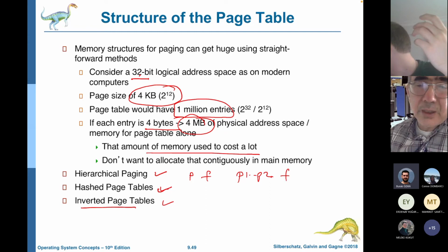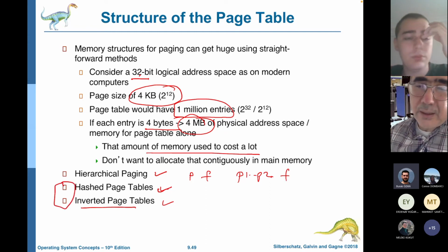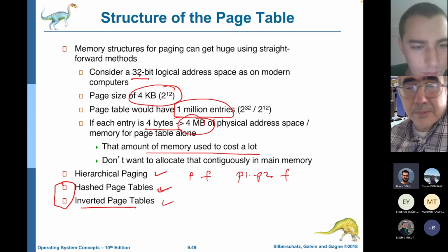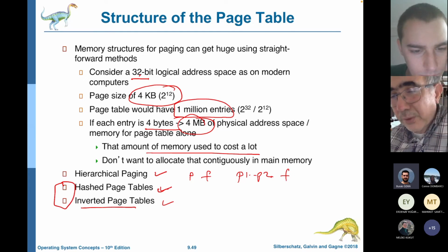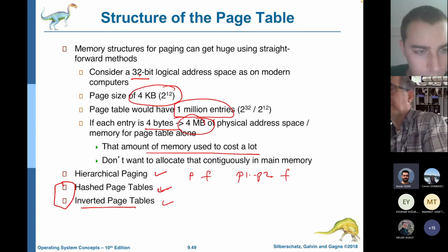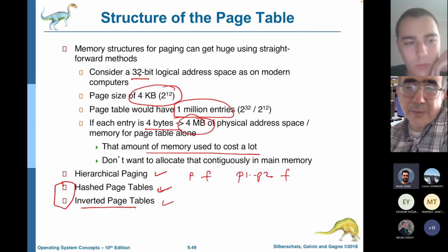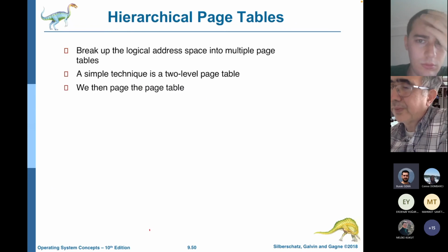In inverted page tables, same idea. If they are not used, just store the frames and corresponding pages rather than pages and corresponding frames. So left and right swap, and the page table becomes a frame table. Let me show them to you.